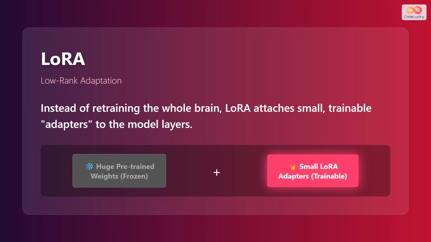One of the most popular efficiency techniques is called low-rank adaptation, or LoRA. Instead of retraining the massive weights of the model, LoRA attaches small, trainable adapters to the layers. Think of it like adding a sticky note to a textbook page instead of rewriting the entire book. It is efficient and effective.